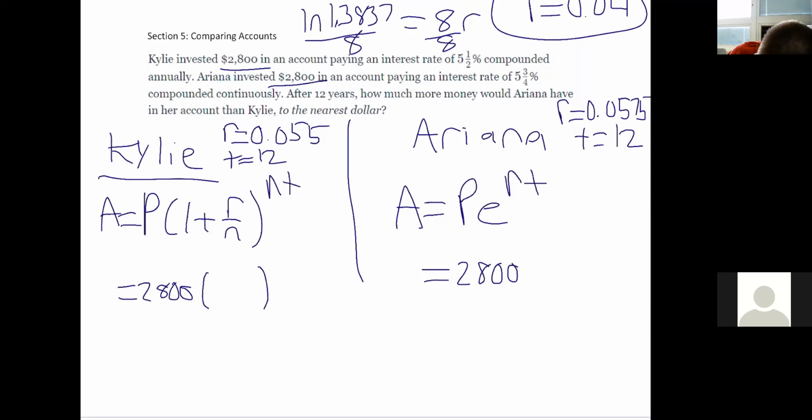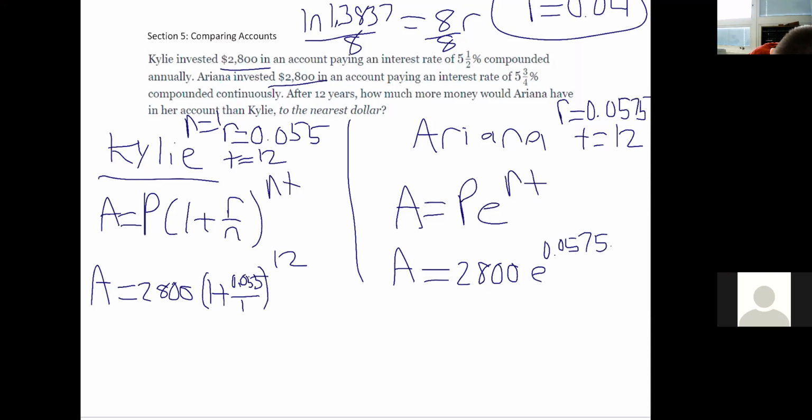Oh, and sorry, for Kylie, it says it's compounded annually. So remember, annually means once a year, so her N would be 1. If we start plugging this in, sorry, I'm jumping around a little bit, but A is what we're going to be solving for in both of these. So it's not going to be super complicated. We're just going to plug these in and see what we get. It would be 1 plus 0.055 over 1, because that's your N, and then 1 times T would just be 12 as the power. For Ariana, it would just be E up to the 0.0575 times 12.